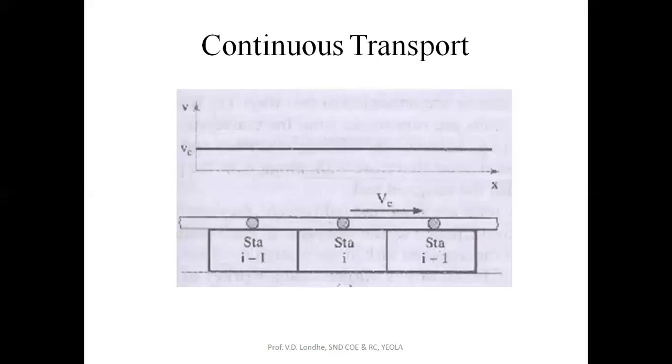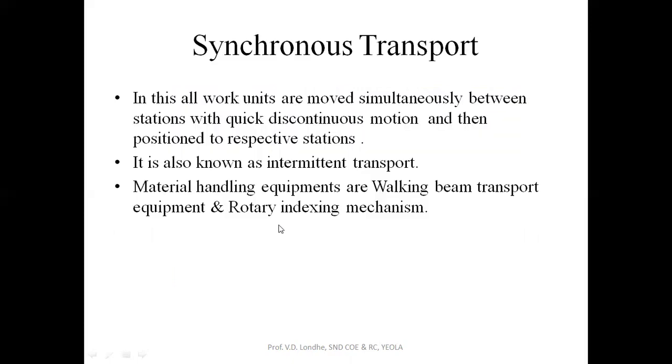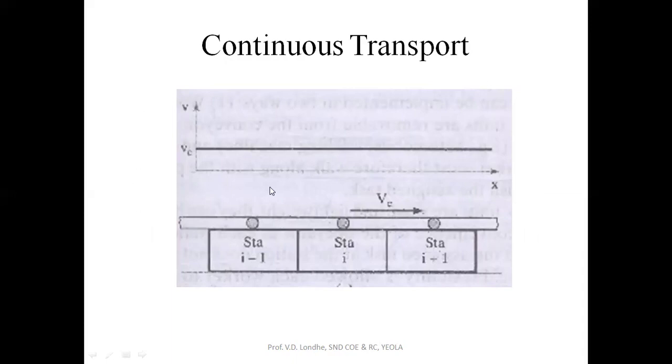As I have told, the name indicates this is the continuous line. Here there will be stations, station one up to n number of stations. And if the work part is fixed, then the worker has to move throughout the line.